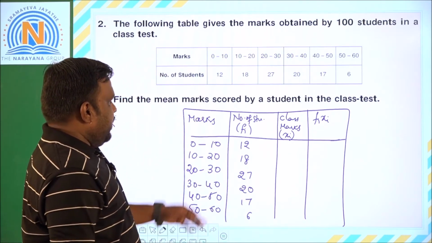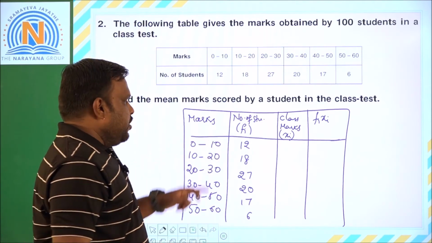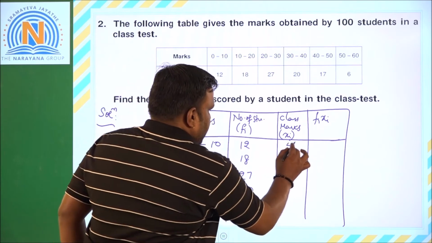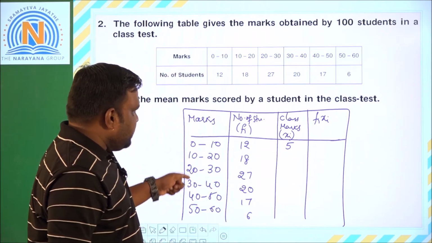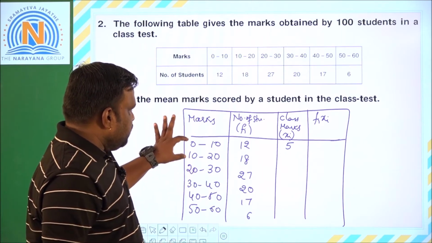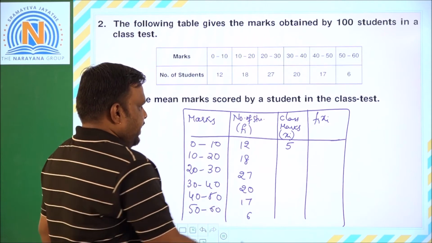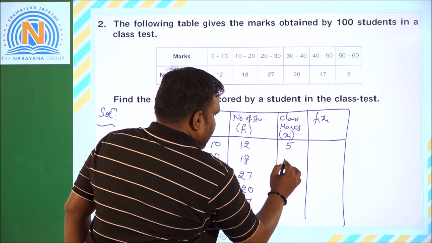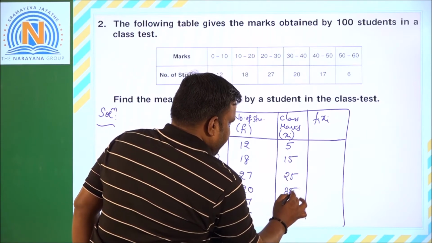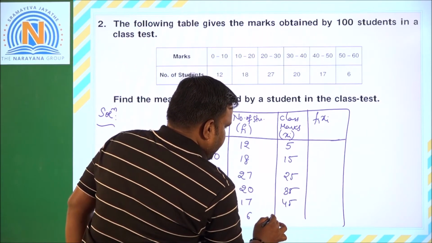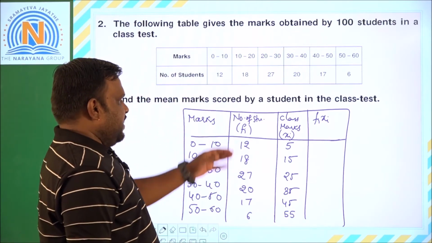When you come to the class marks, here also the same thing: add 0 plus 10 by 2. So when you take this, it will be 5. And if you go through the classes correctly, the class width is 10 again, the difference of 2 successive lower limits or 2 successive upper limits. It is 10, so go on adding 10 to this. The next class mark will be 15, next 25, next 35, the next one is 45, and the next one is 55. So these are the class marks we got.